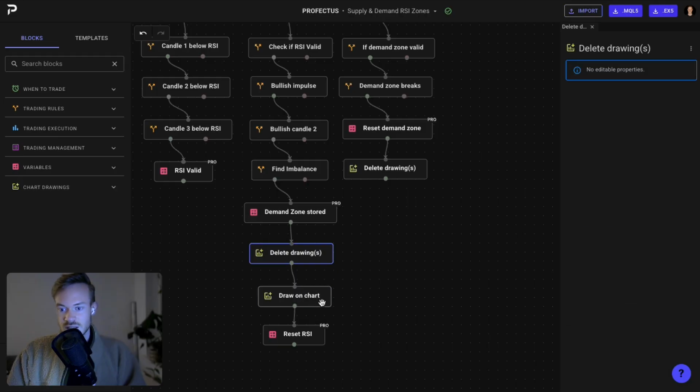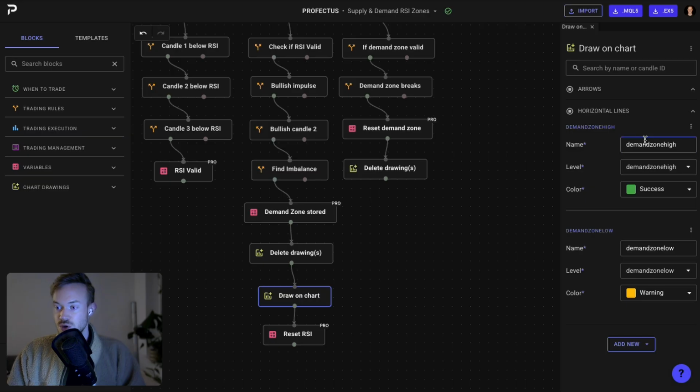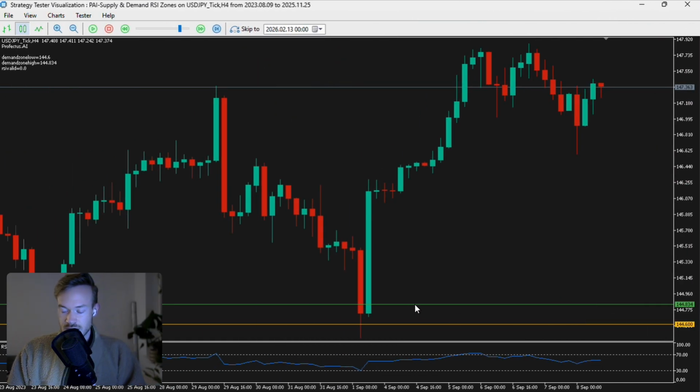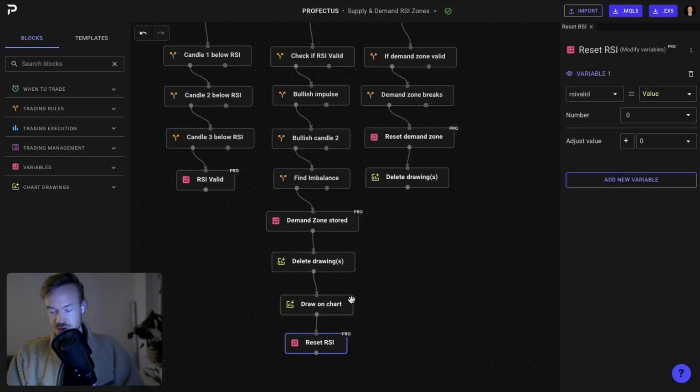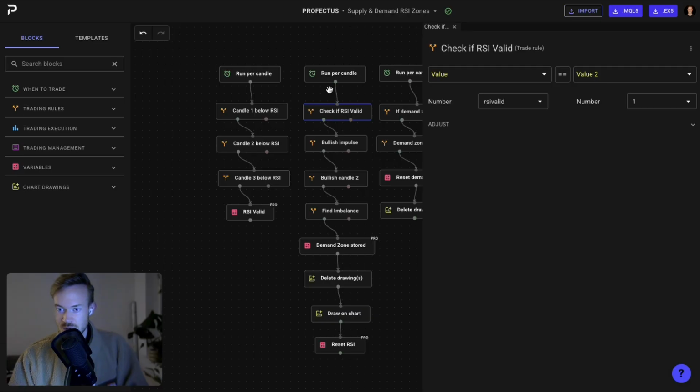So now, as soon as it's being deleted, we will look out and draw the new zone simply based on the price levels we have defined before, right? Demand zone high, demand zone low, as you see it right here on the charts currently based on this imbalance candle. Now you see, after the drawing, we also reset the variable RSI-valid back to 0. Why are we doing this? Because now we are opening the floodgates, so to say, for this decision tree, right? Simply because now we really want to allow the system again to look out for new valid imbalance price action zones, so to say.